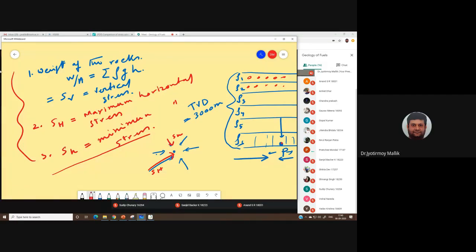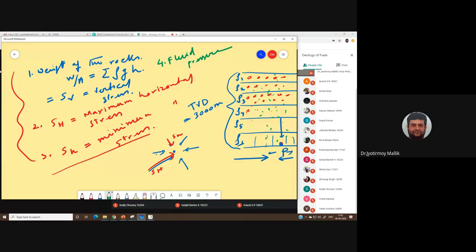Okay. So what I was discussing with Pratichi, other than the weight of the rock, of course, within these spaces there is fluid, right? There is a fluid column, either hydrocarbon or water. So there will be fluid pressure. So the 4th thing is fluid pressure. Okay. So there will be fluid pressure as well.